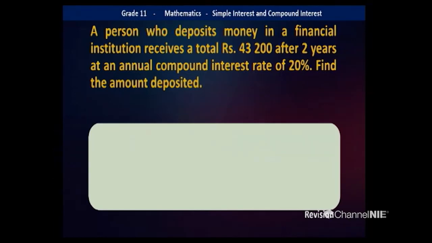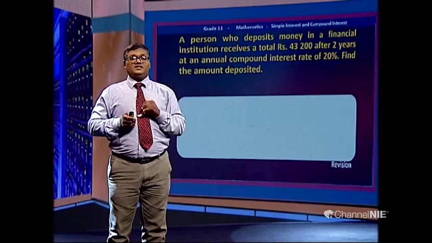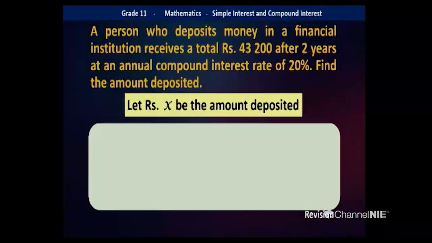Then what is the information given here? Interest rate is 20%, compound interest. Time is 2 years. Initial amount not known, but total amount after 2 years is 43,200. Then if you don't know something, you know what is the algebraic term you use for unknowns. Usually you take x, you can take any other letter, but here I took x. Unknown initial amount or the principal amount, let us take it as x.